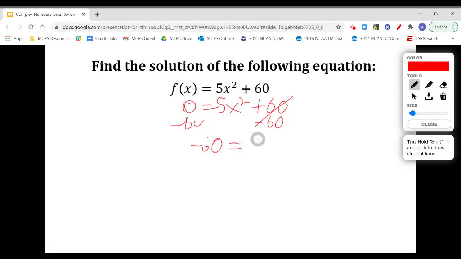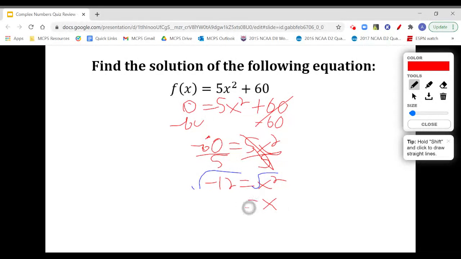Leaves me with negative 60 equals 5x squared. I'm going to divide both sides by 5 to isolate x squared. That's going to give me negative 12 equals x squared. Okay. From this part, x squared is finally isolated, so I am going to take the square root of both sides, and I find that x equals plus or minus root 12i.